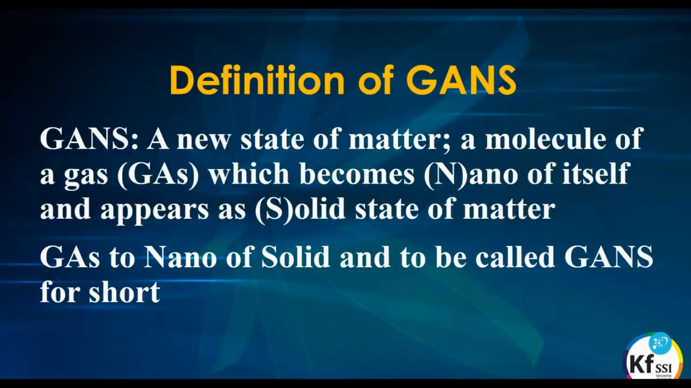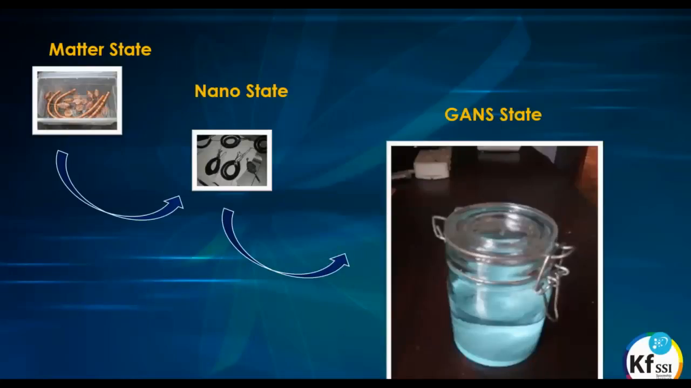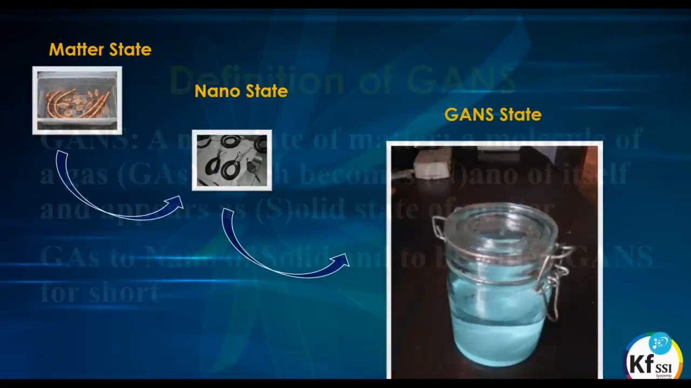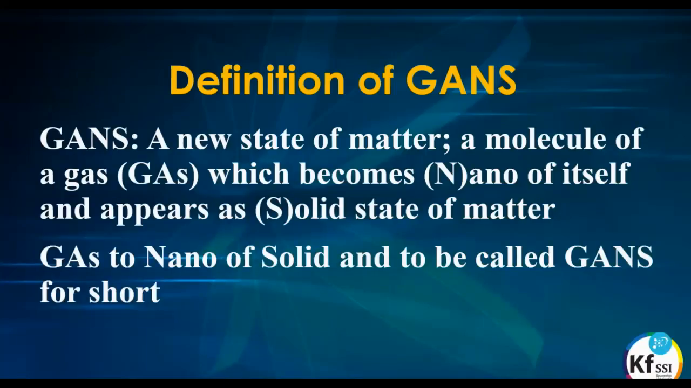So what is GANS? Definition: it's a new state of matter, a molecule of a gas, which becomes nano of itself and appears as a solid state of matter. So that's where we get the short term of GANS from. Maybe some people would need to understand all the words, like what does nano mean? Hopefully they've watched the previous ones, Sando.